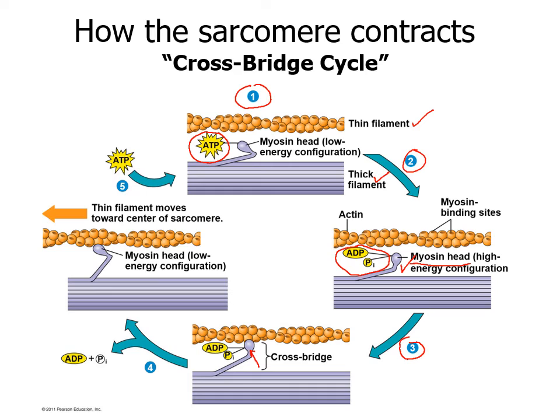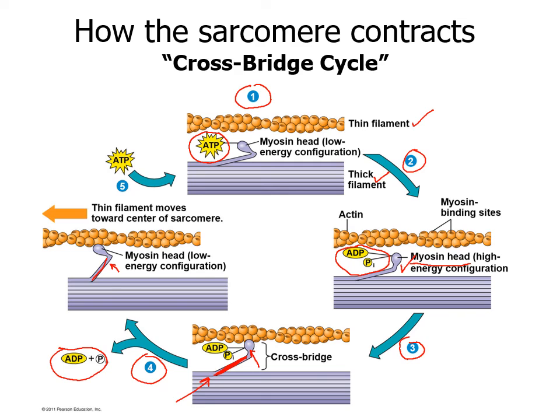Then in step 4, ADP and Pi are released. What happens when we release a molecule or bind a molecule? Typically, conformation changes. So sure enough, the position of the myosin changes. You can see the angle of the myosin down here at the bottom, say 45 degrees. Here, look how steep that angle is. The myosin has actually moved, and that's what tugs the thin filament toward the center of the sarcomere.